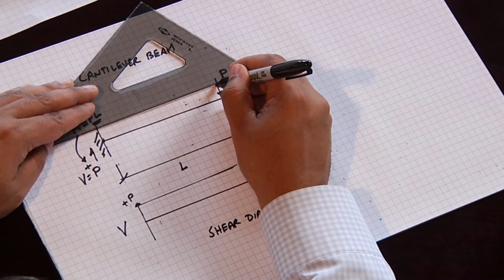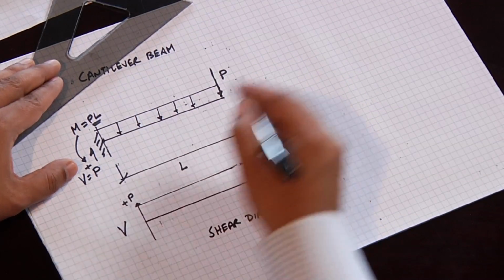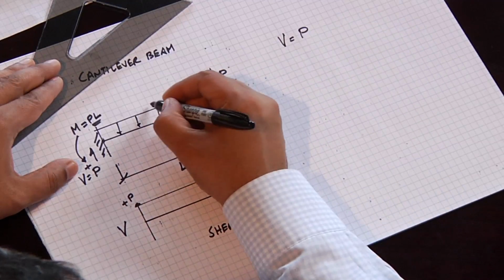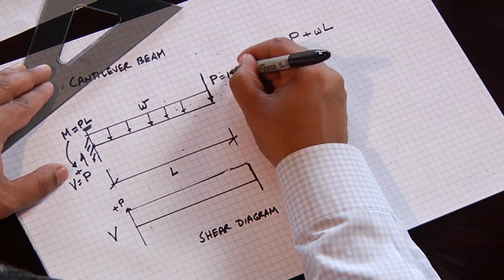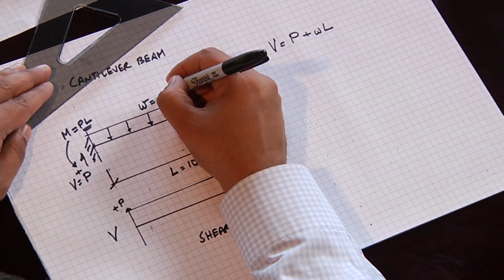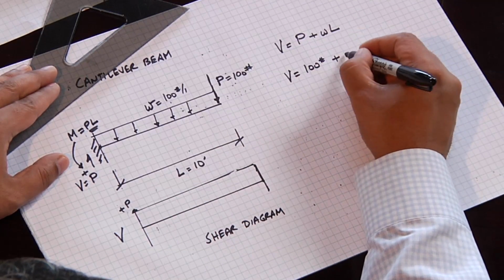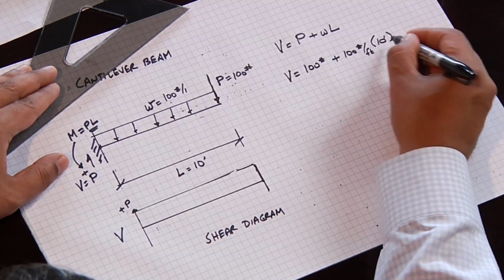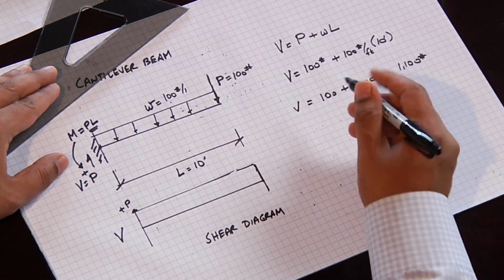If I wanted to make this a little bit more complicated, I could add a uniform load on here. And then what would happen? Then our end reaction, V, becomes P plus WL. Let's attach some numbers to this. Let's make P 100 pounds. Let's make L 10 feet. Let's make W 100 pounds per foot. What would our shear be? Our shear would be the same as our reaction. It would equal P, 100 pounds, plus W, 100 pounds per foot, times 10 feet. So it would equal 100 plus 1,000, which would equal 1,100 pounds.